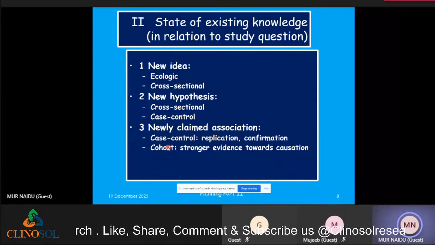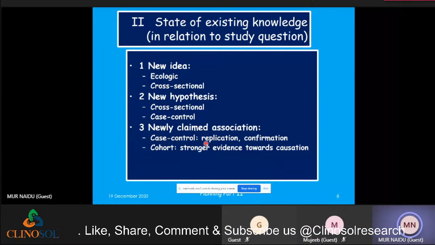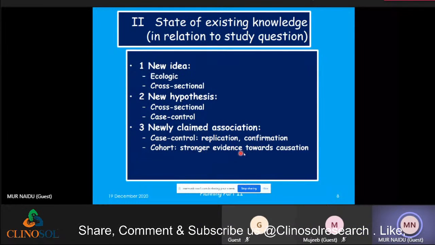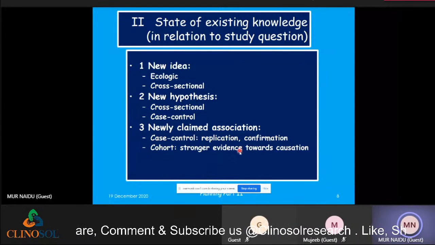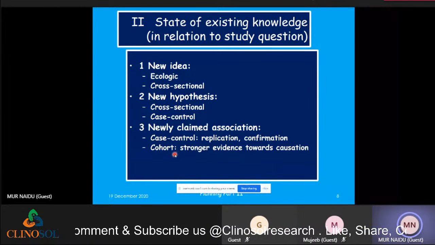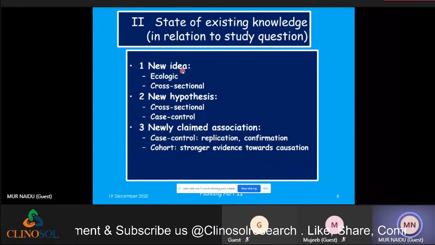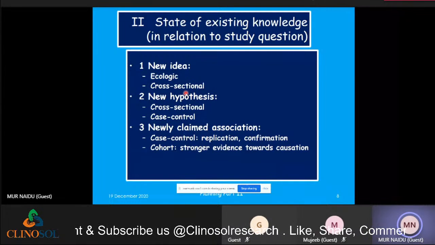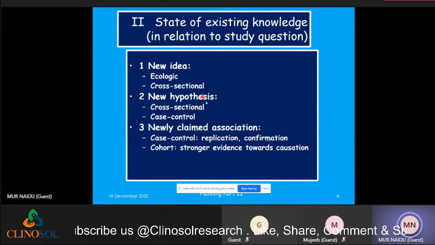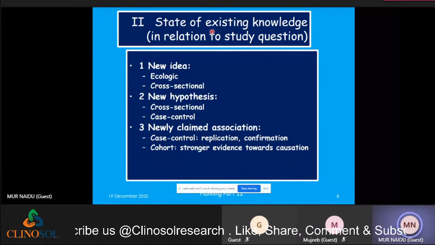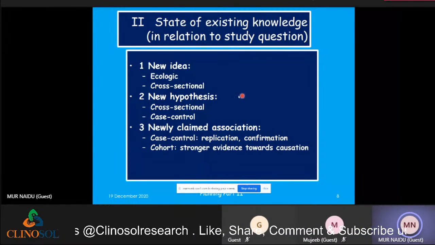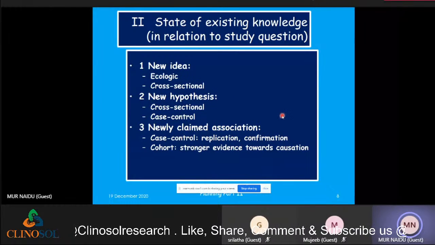In that condition, you do a case control study, replication, confirm that, or you can have stronger evidence towards your causation. So whatever is the cause of the disease, you have to do a cohort study. So for a new idea, you have to do this study, for a new hypothesis this, and if it is a new claim, this type of study. That's the reason that you should have very good existing knowledge based on your question, to see where it is fitting in.